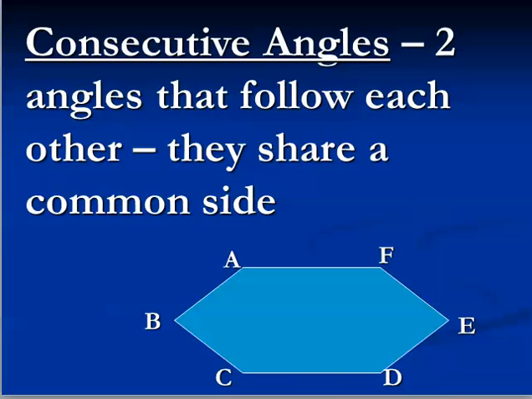We have consecutive angles. We talked about consecutive interior angles in the first half of geometry, and those were the two in between the parallel lines or in between two lines that were right in a row. When we talk about consecutive, it means in order or in a row. So these are two angles that follow each other and share a common side. For example, if I chose angle B, a consecutive angle to angle B would be angle A. A different consecutive angle to B would be angle C, so two right in a row.